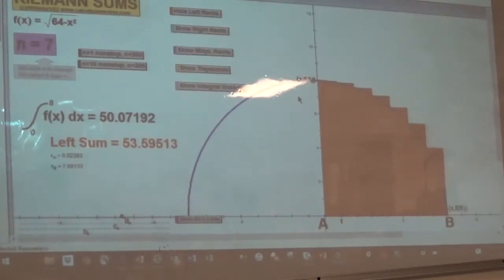And we get more rectangles. And we get a more accurate answer? That's a better answer. Can anybody get me a better answer? A better estimate? Jose? 100. 100. You want 100 rectangles.